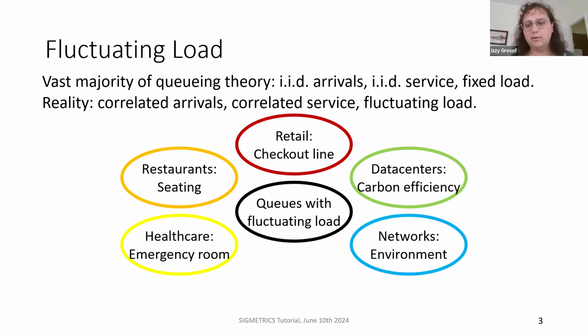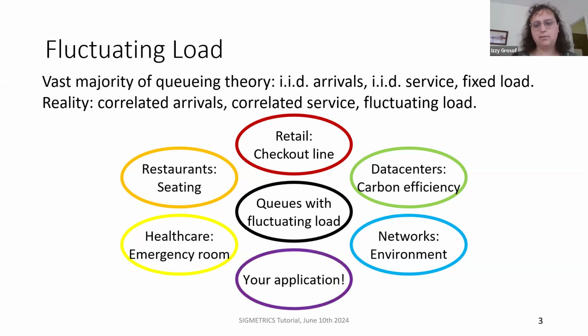Maybe it's a network setting, and you're sending some packets over Wi-Fi, and the environment is fluctuating, like the wind's blowing or there's objects moving around in the environment. Your service rate's going to fluctuate, so your load's going to fluctuate. And maybe you have more applications. I by no means have heard of everything there is to know. But what I do know is this fluctuating load model shows up a ton in reality.